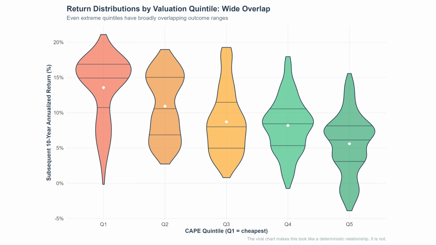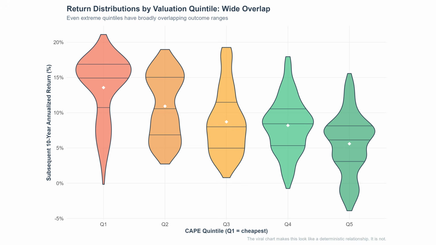Right. The researchers take all the historical months of the stock market, and they divide them into 5 buckets. Quintiles based purely on how expensive the market was that month. Quintile 1 is the cheapest 20% of history. Blood in the streets. Quintile 5 is the most expensive 20% of history. Euphoria. Got it. Then they look at the subsequent 10-year returns for each of those buckets and draw a violin plot for each.